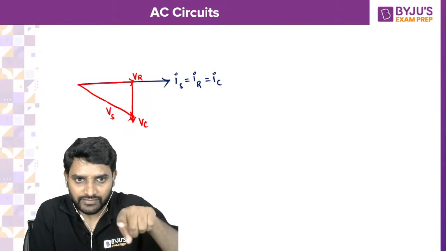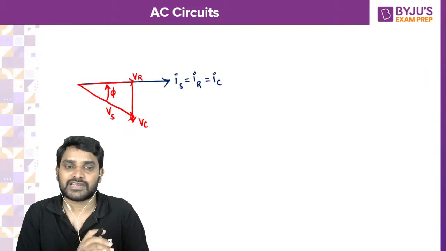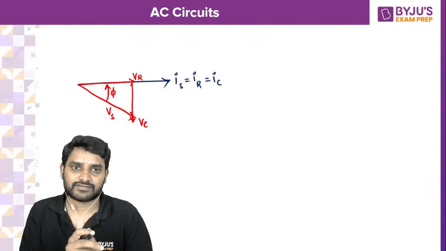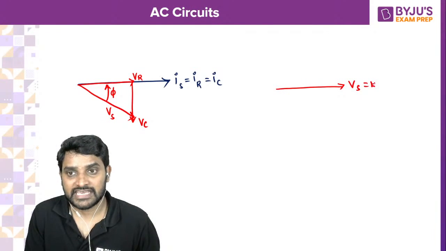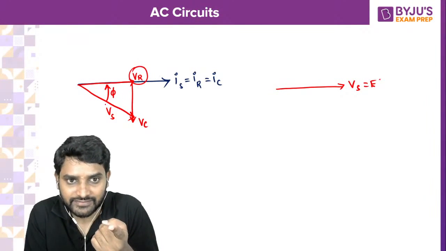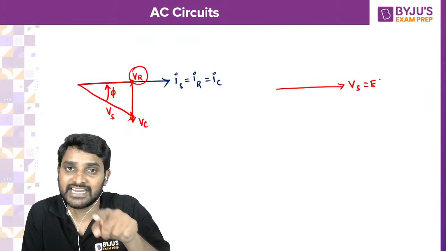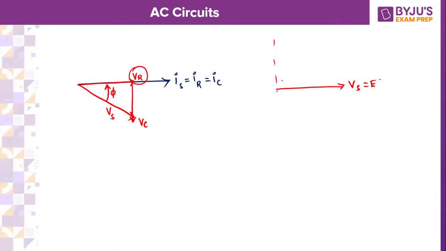It's a leading circuit. From the voltage, if you move anti-clockwise, then you can say that supply current is leading with respect to supply voltage. But I'm not going to take up supply current as a reference. I'm going to take up supply voltage as a reference, that is E. From E, voltage across the resistance is leading or not? VR is leading or not? Definitely. From VS, voltage across resistance is leading. How much is it leading? 53.13. Voltage across the resistance is leading with respect to source voltage by 53.13. So I have to go 53.13.